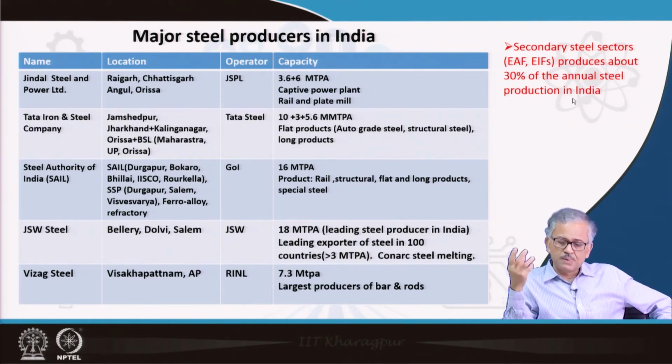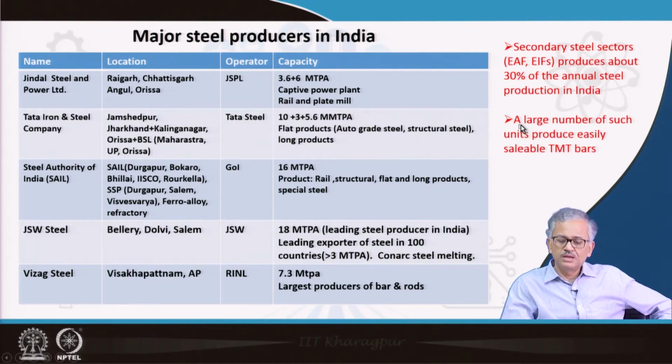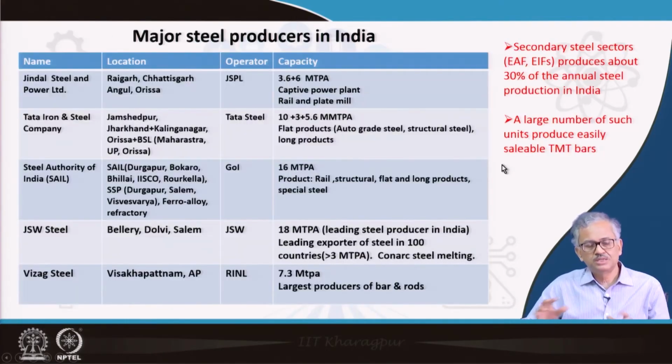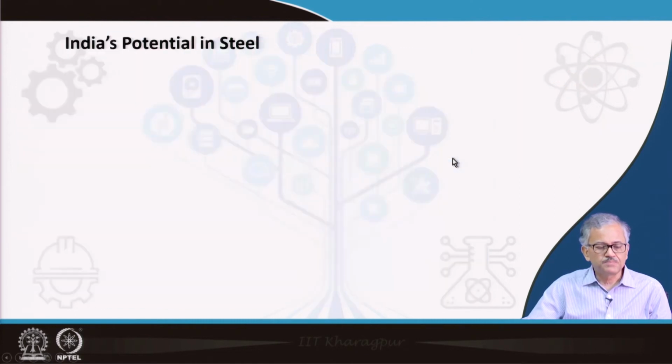They produce steel and different types of products, and a large number of such units produce easily sellable TMT bars, for which you know there is a lot of advertisement. So they produce TMT bars, and this secondary steel, around 30% of steel, is produced by electric arc furnaces and induction furnaces. So this is the scenario of steel production in India. This is the total scenario.